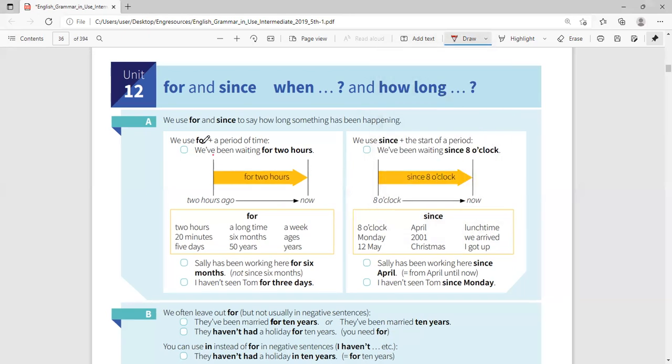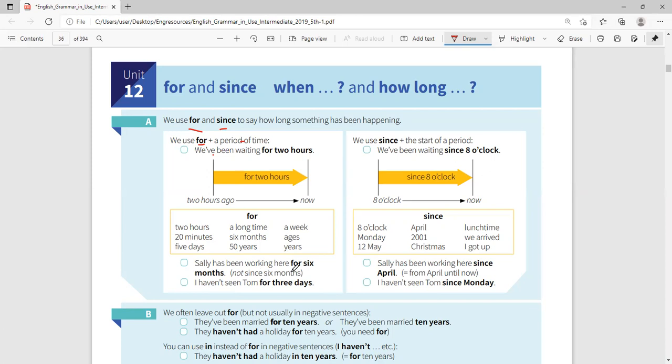So we use for and since to say how long something has been happening. Yeah, the duration from that time up to now. We use for plus a period of time, maybe 1 year, 2 years, like that. You see? We have been waiting for 2 hours. So 2 hours is a period of time. For 20 minutes, for 5 days, for 1 week, for years, for 50 years, you know, you can count.